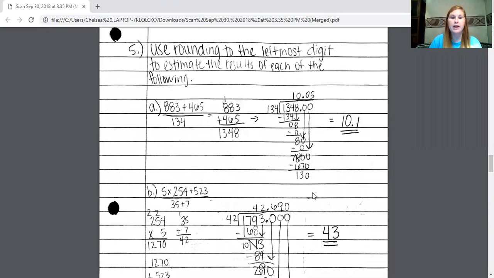And on number 5, it asked us to use rounding to the leftmost digit to estimate the results of each of the following. So what I did here is I took my top number and I just added it here, so we'll know what that is, and that's what's going to go on the inside of our division problem here. And you just work that out like a regular division problem, and you're going to divide.